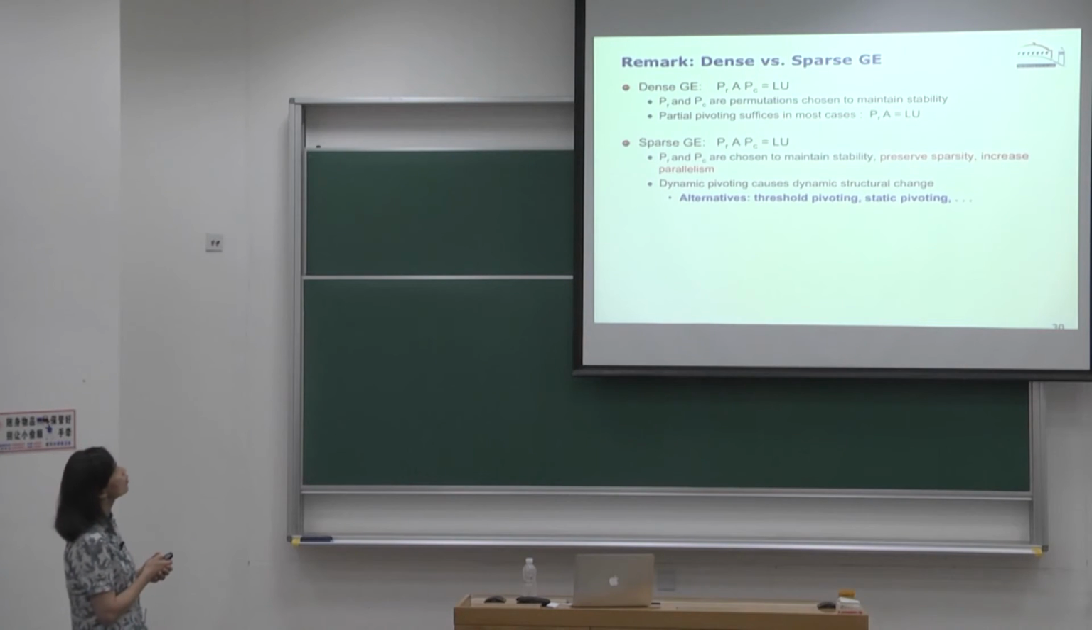So that's the role of permutation in dense GE, it is really to stabilize the algorithm, maintain stability, and then to control the element growth. But then in sparse GE, there are a lot of different criteria we're looking at. So we still have a row permutation, column permutation, right? But the purpose of this permutation is not only to maintain stability, but also to preserve sparsity, to try to reduce the number of fill-ins.